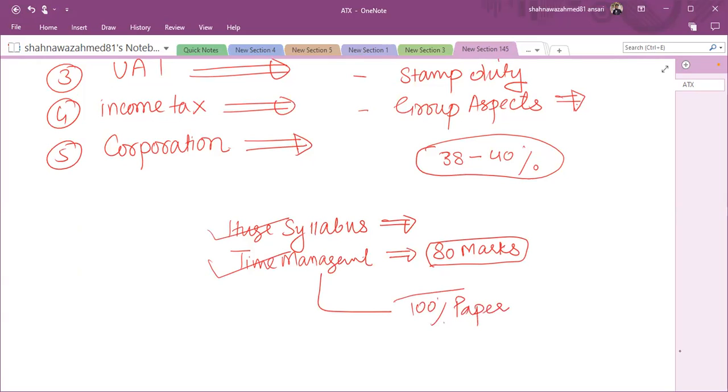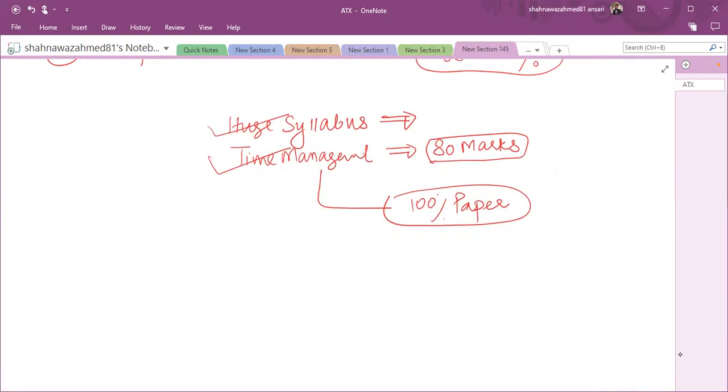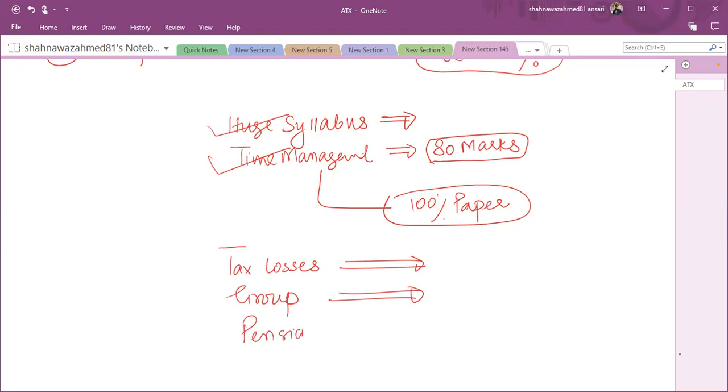Remember that there are many topics that are frequently repeated. Sometimes if you attempt a question in the revision kit, that particular topic will be examined again. For example, tax losses. The examiner always asks about tax losses, the group structure. The examiner is very keen to ask about the group aspects of taxation. Similarly, pension and CGT reliefs.